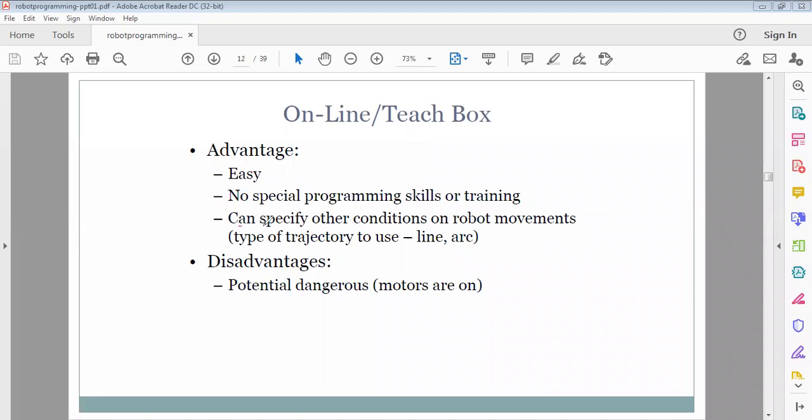So it can specify other conditions on robot movements, such as the type of trajectory to use, line or arc. With the teach pendant you can specify arc movement or line movement. But the disadvantage is the potential dangers: the motors are on, a dangerous situation, and short circuit problems can happen.